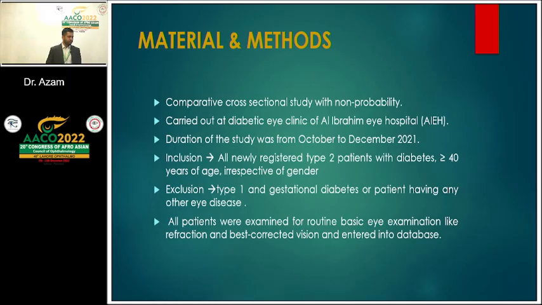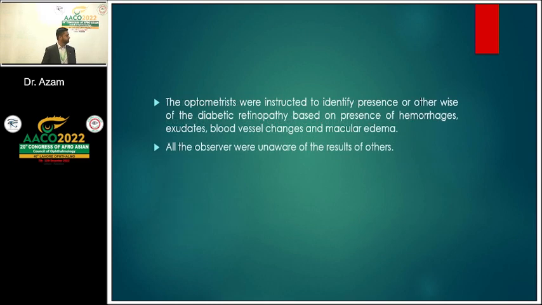Exclusion criteria were type 1 and gestational diabetes. All the patients were examined for routine basic eye examination like refraction and best corrected vision, and the data was entered into the database. The optometrists were instructed to identify the presence or absence of diabetic retinopathy based on the presence of hemorrhages, exudates, or blood vessel changes, and macular edema. All the observers were unaware of the results of others.